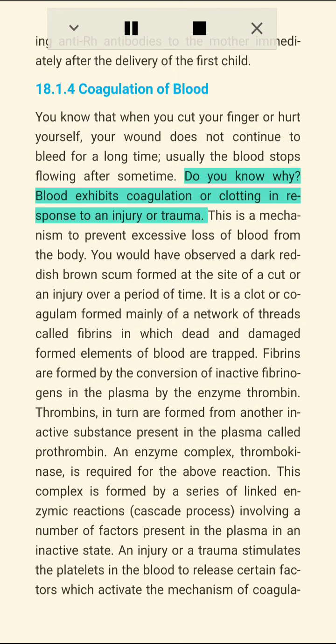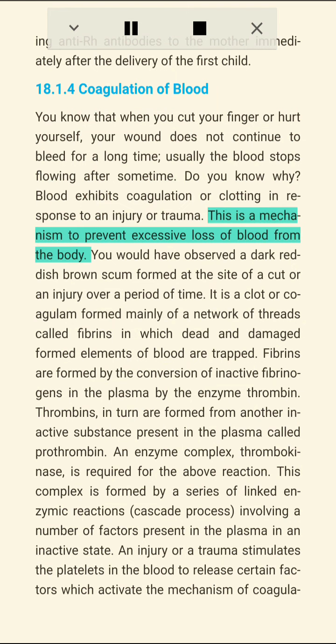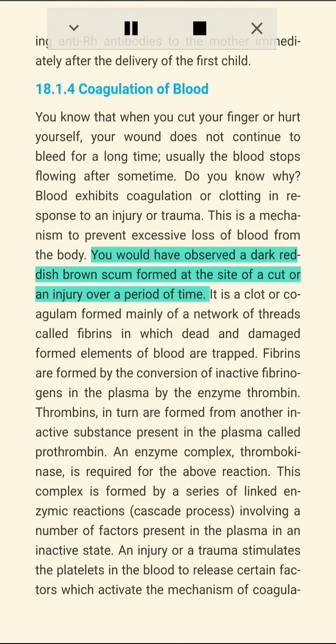18.1.4 Coagulation of blood. You know that when you cut your finger or hurt yourself, your wound does not continue to bleed for a long time. Usually the blood stops flowing after some time. Do you know why? Blood exhibits coagulation or clotting in response to an injury or trauma. This is a mechanism to prevent excessive loss of blood from the body.